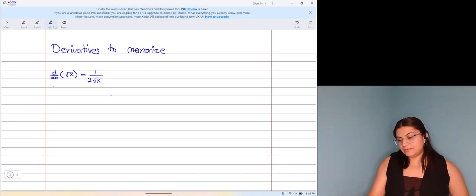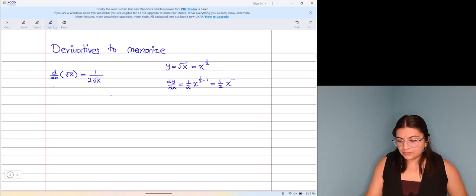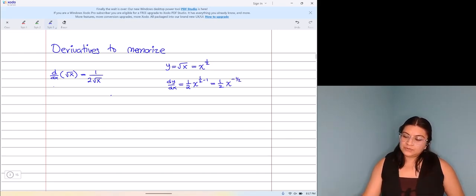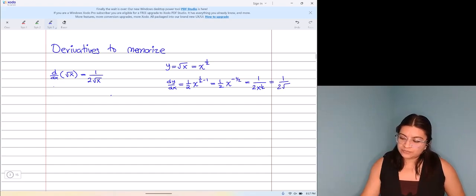And this is the reason why. Because y equals the square root of x, and the square root of x is the same thing as x to the 1/2. So when we take the derivative with respect to x, that is 1/2 times x to the 1/2 minus 1, which is 1/2 times x to the negative 1/2. When you have a negative exponent on top, just move it to the bottom to make it positive. But then going back to the original, if you have x to the 1/2, that means 1 over 2 square root of x.